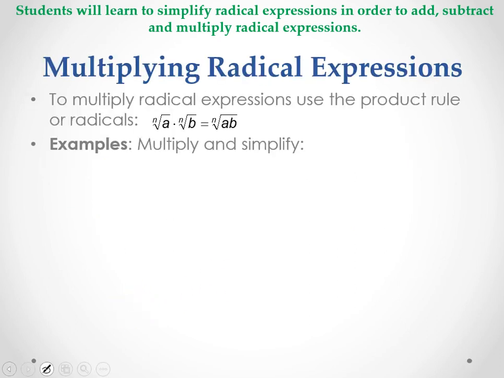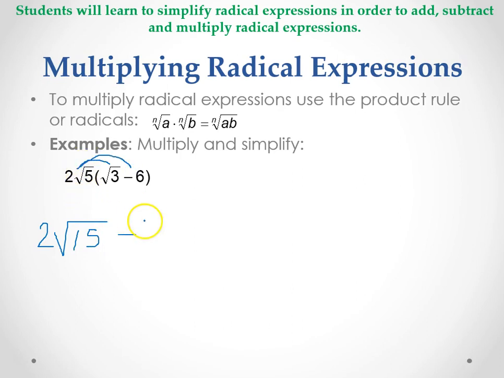Now, when you're multiplying, you just multiply. So if we're going to multiply this, we're going to take 2 square roots of 5 times the square root of 3. When we do that, we get 2 square roots of 15. They had the same root, so we can just multiply. Then we're going to multiply 2 square roots of 5 times negative 6, which is going to be negative 12 square roots of 5. And you look to see if you can combine these at all, and you can't.